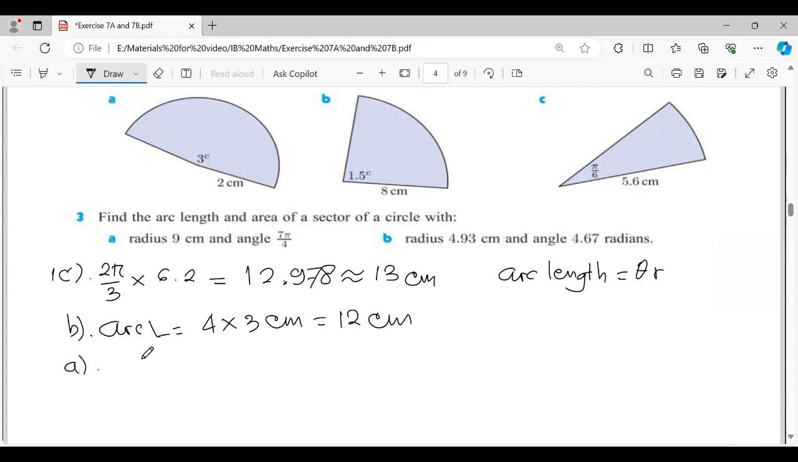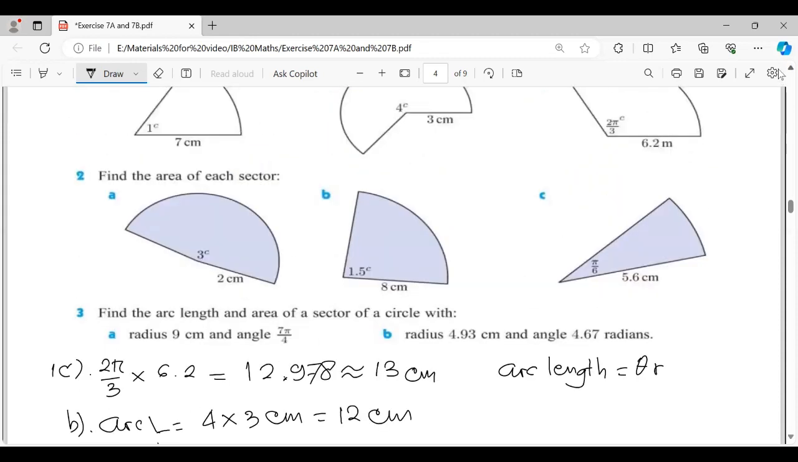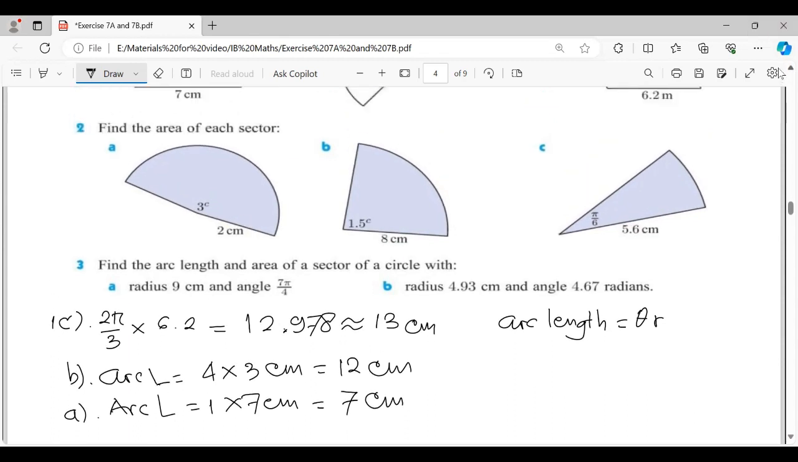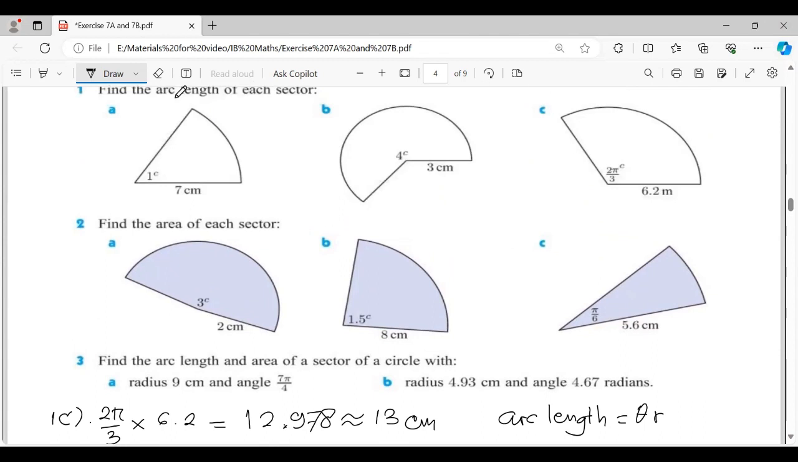And 1A, arc length equals 1 times 7 centimeters, the arc length. This one, the 7 centimeter arc length. So it's 112. As long as this arc length, and as well this arc length, is different from sector area, like this.